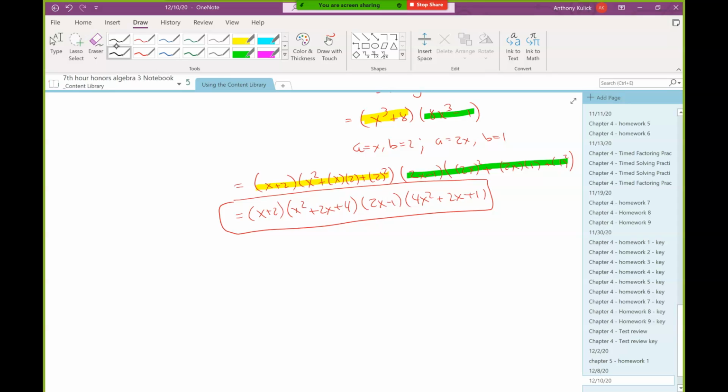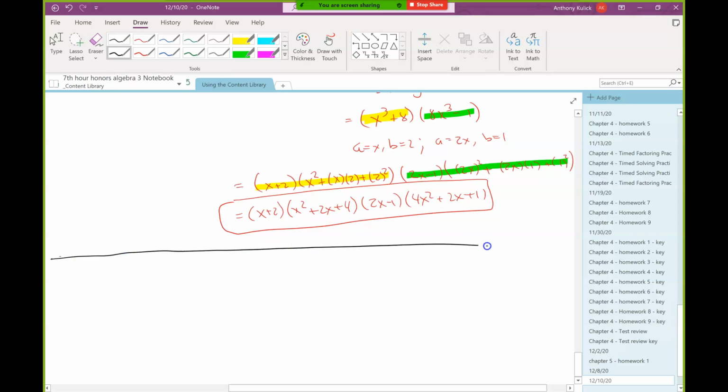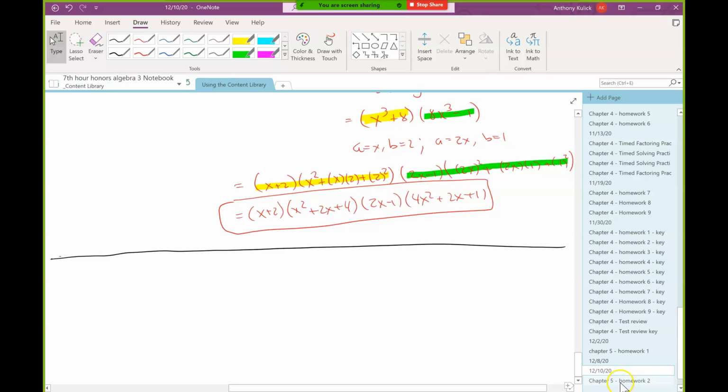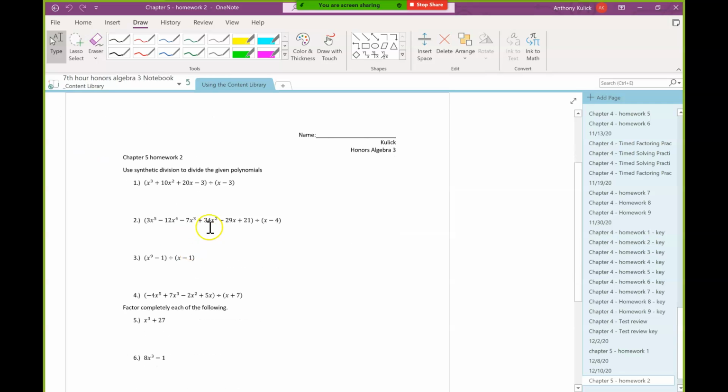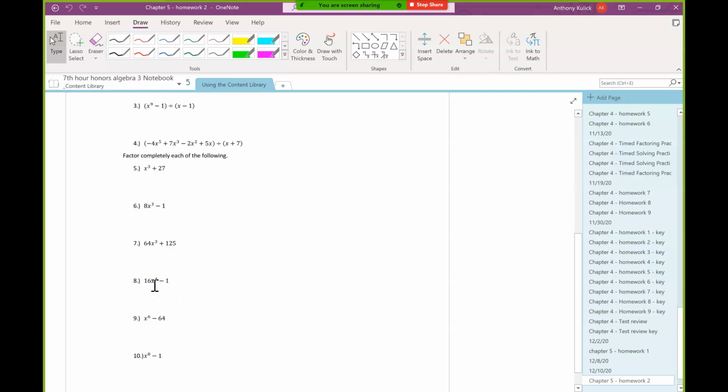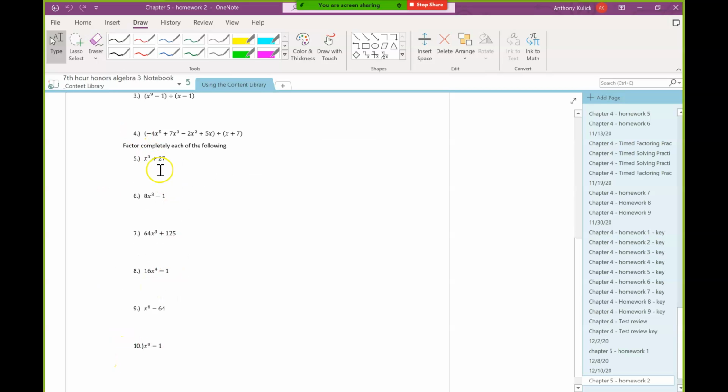Okay. Well, that's as much as I wanted to do today. Your assignment is in the content library. If you look at Chapter 5, Homework 2, I have 4 problems that I ask you to do using synthetic division, and then 6 problems where I ask you to factor using these sum and difference of 2 cubes and difference of 2 squares factoring patterns.